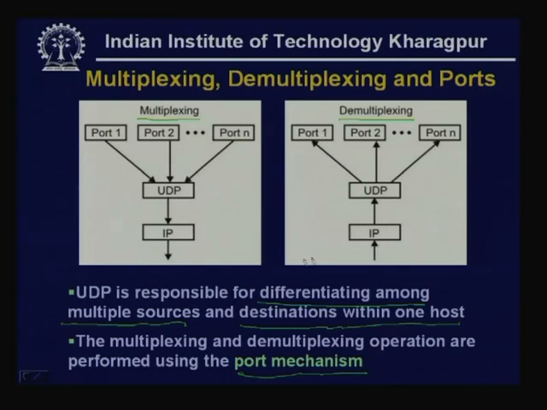Similarly, the datagrams will be coming to the IP layer, which will forward them to UDP, and UDP will identify different applications based on port numbers, and it will do the demultiplexing and send them to the respective applications based on the port numbers. So here we are using another address, which is the port number.